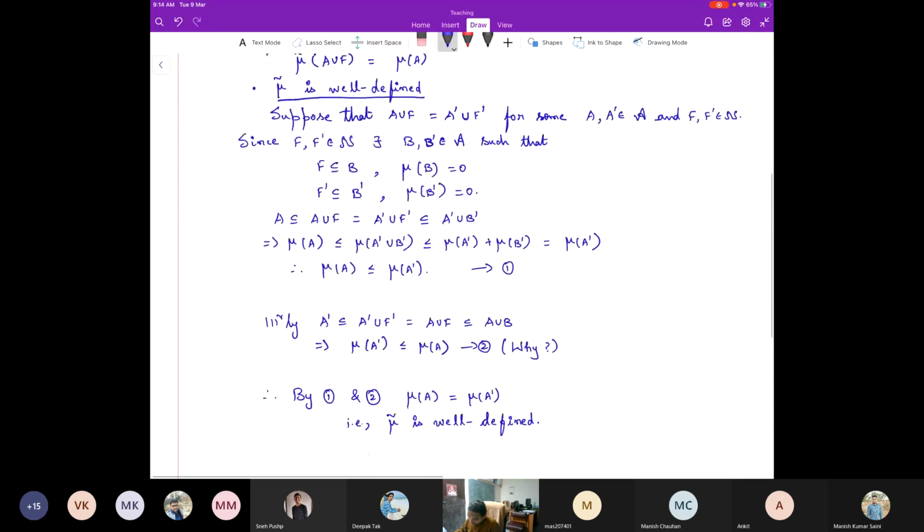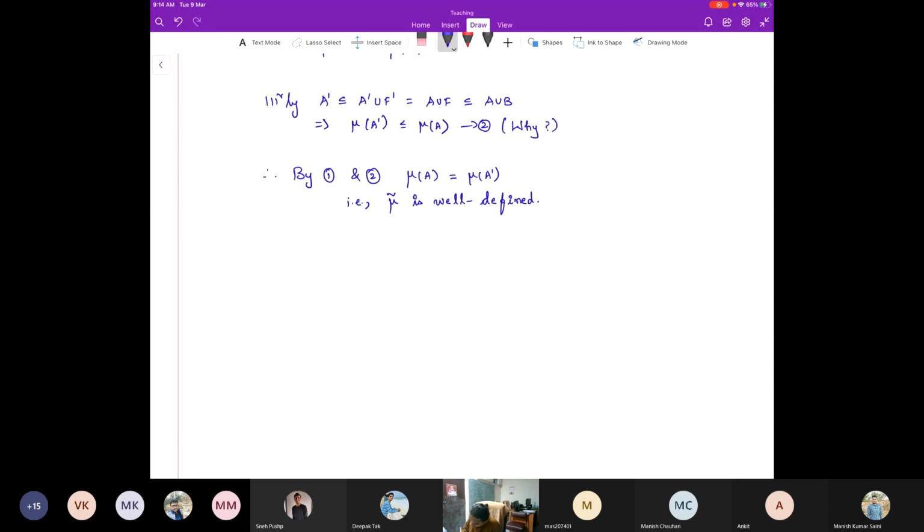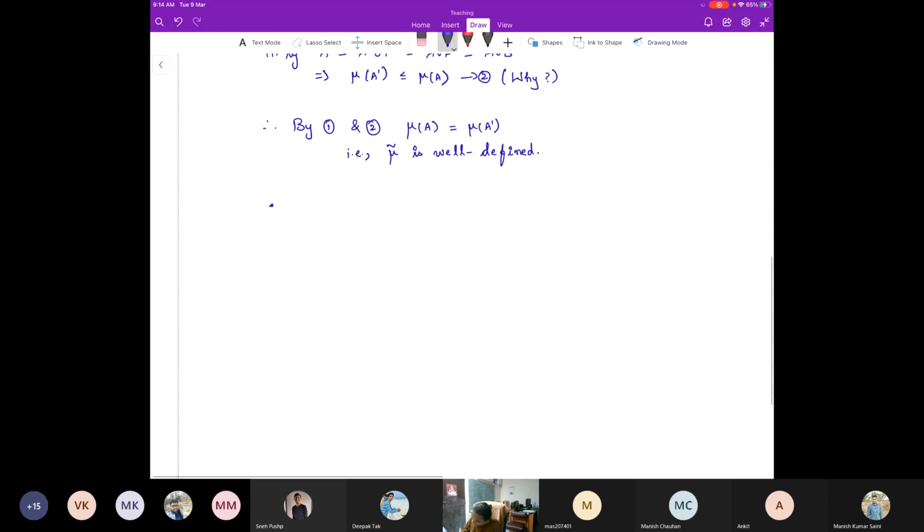Yes, second thing. Now let's do the other things. Now we'll have to show that mu tilde of the empty set is 0. How do you show that mu tilde of the empty set is 0?